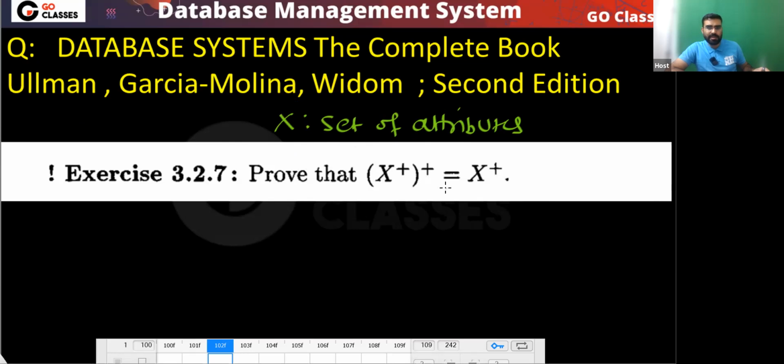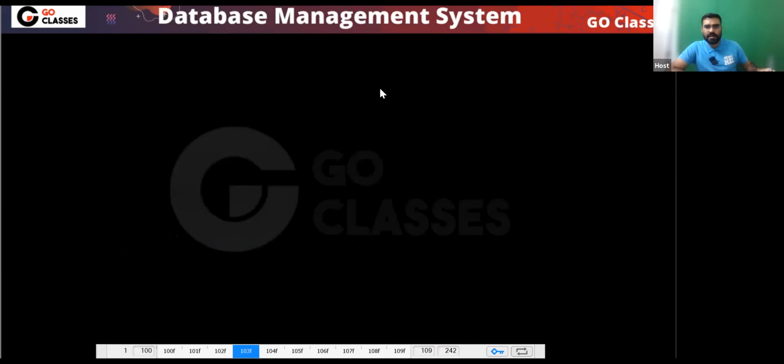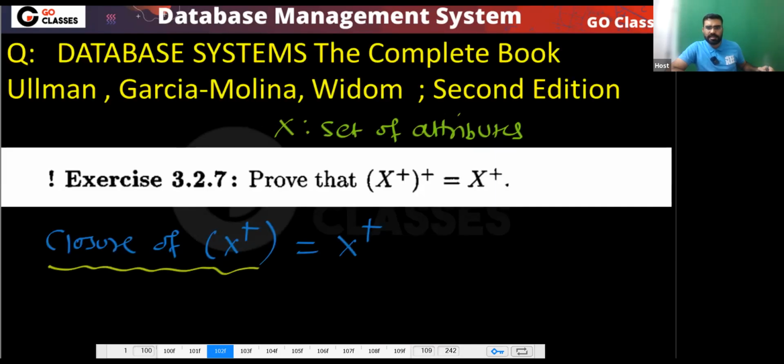So is this statement true? The closure of X plus is equal to the closure of X plus. The statement is saying that if you find the closure of X plus, that will be X plus. Is this statement true? Yes, this statement is true, right?